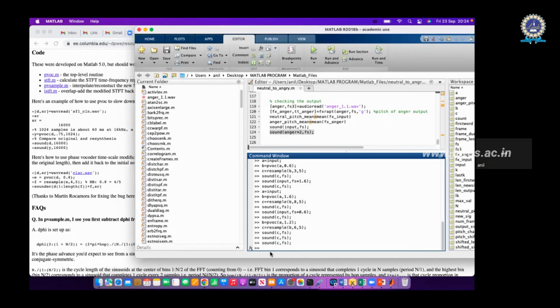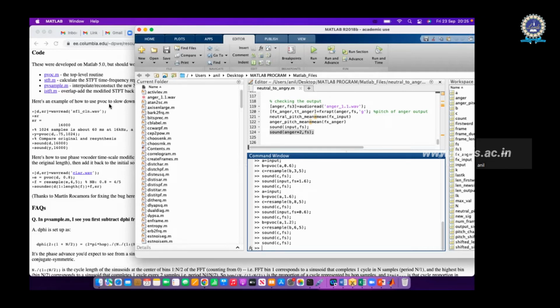Isn't it? Yes, sir. Yeah. Like that, we can modify. If you want to modify the pitch, you can modify it, or if you want to keep the pitch the same and change the duration, you want to increase or decrease it, or you want to make angry speech or something like that, you can use this short-term Fourier transform based phase vocoder.